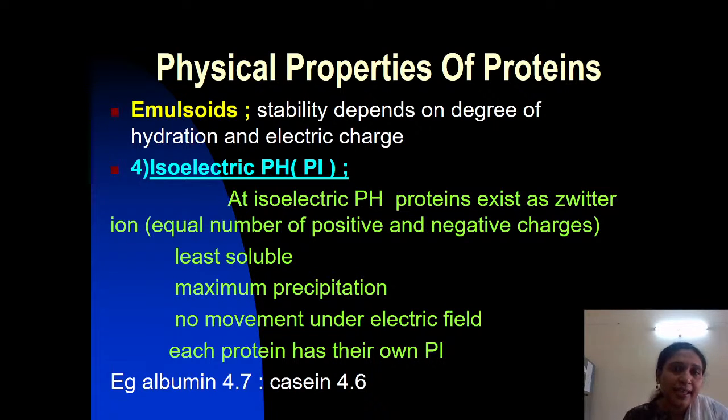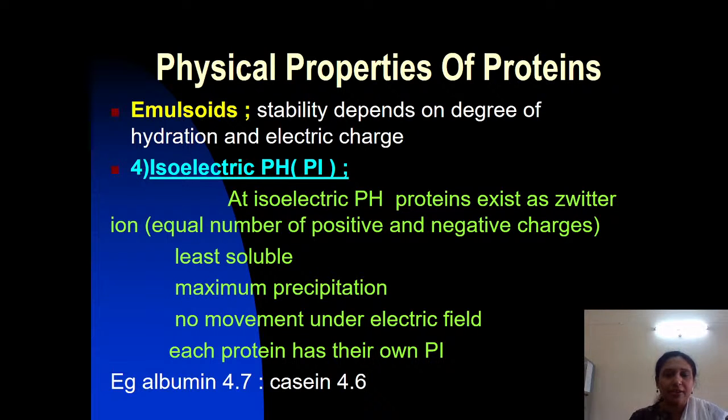At their isoelectric pH, we know that proteins exist as a dipolar ion, that is a zwitterion. So there is an equal number of positive and negative charges, so there is no net charge at isoelectric pH. Proteins below their isoelectric pH, that means under acidic medium, carry positive charge. They exist as cations. And proteins above their isoelectric pH, that means under alkaline conditions, carry negative charge.